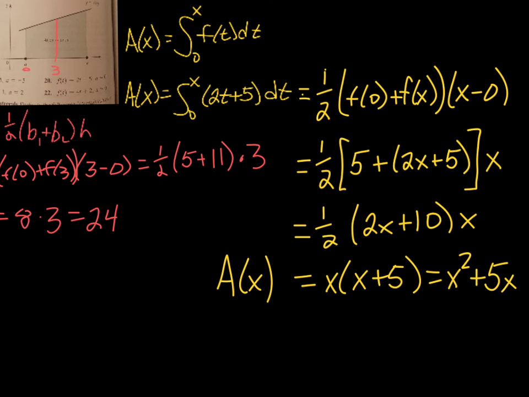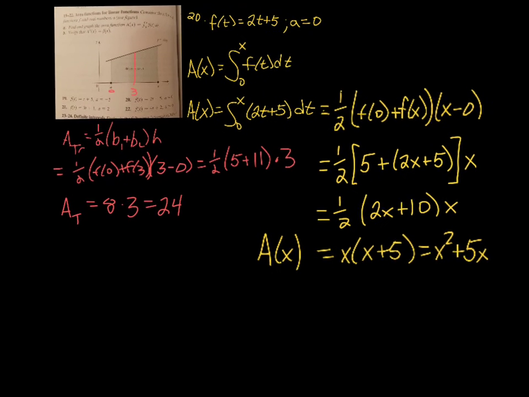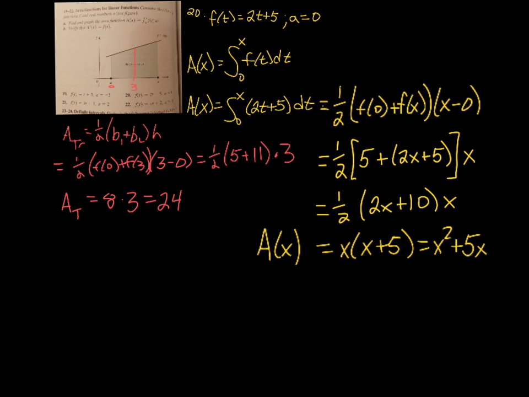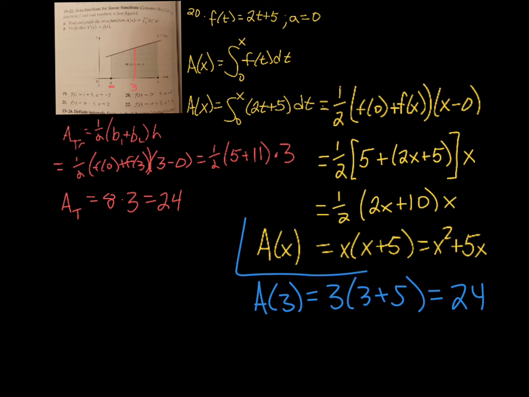And now we have an example over here that better work, or otherwise something else went wrong. So what we were saying on our original example was, what's the area if the right endpoint were 3? Well, let's just check to make sure. So A of 3 would be 3 times 3 plus 5. So sure enough, it's 24. So this is our area function, and that's the idea.